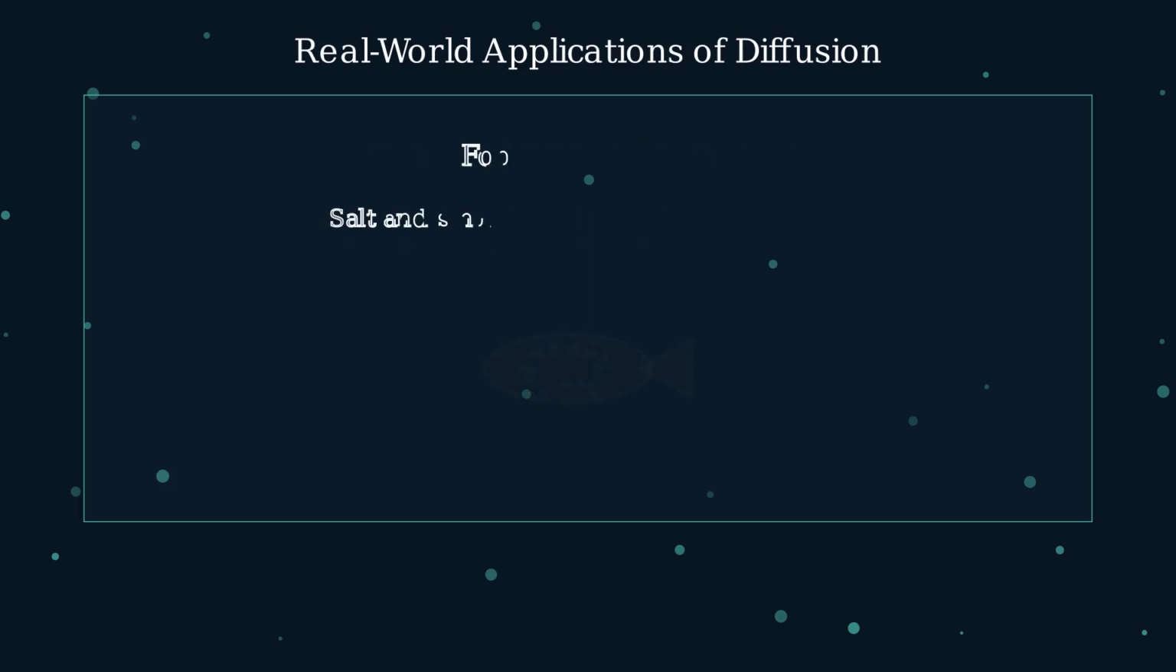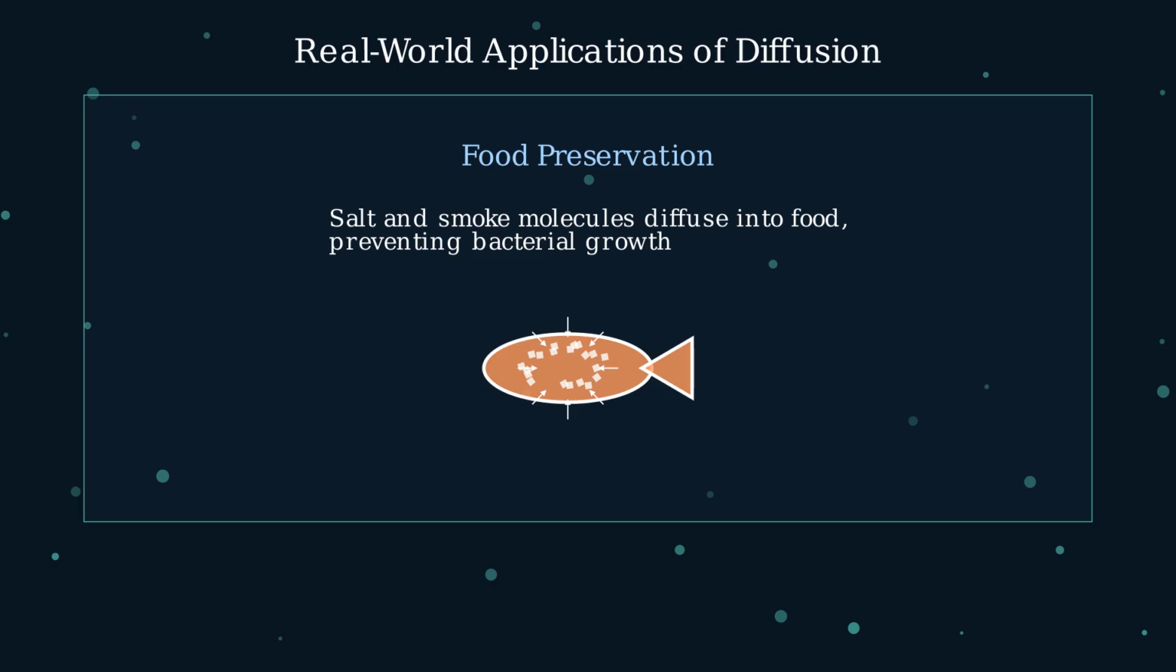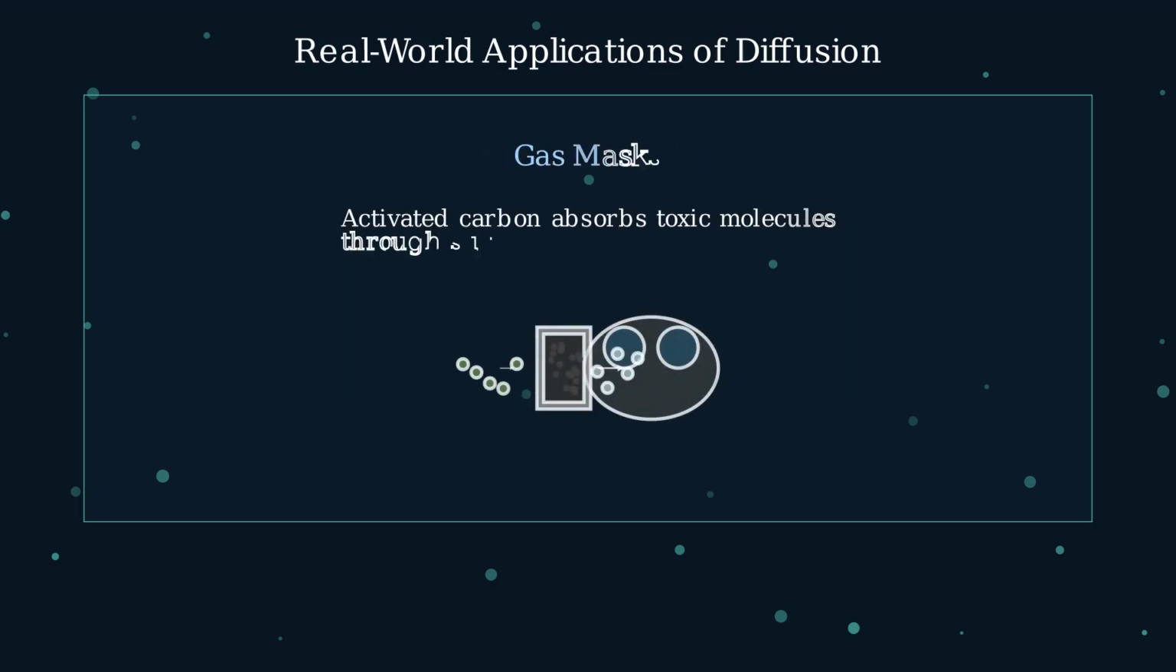Food preservation techniques like salting and smoking rely on diffusion. Salt and smoke molecules penetrate food, creating environments where harmful bacteria cannot thrive. Gas masks use activated carbon with millions of microscopic pores. When air passes through, toxic molecules diffuse into these pores and become trapped, while clean air passes through to the wearer.